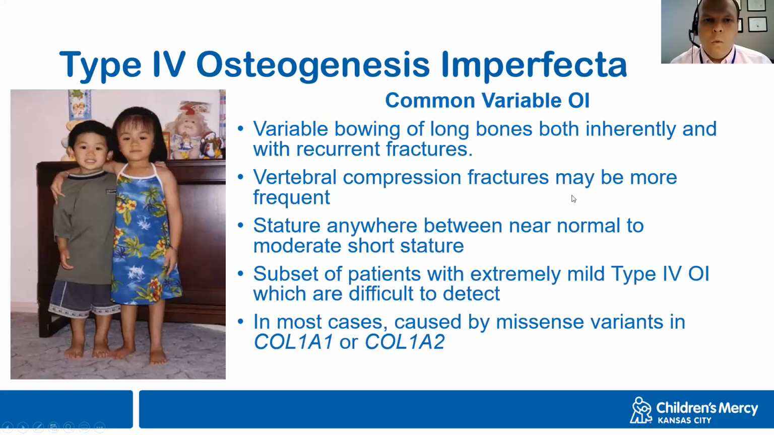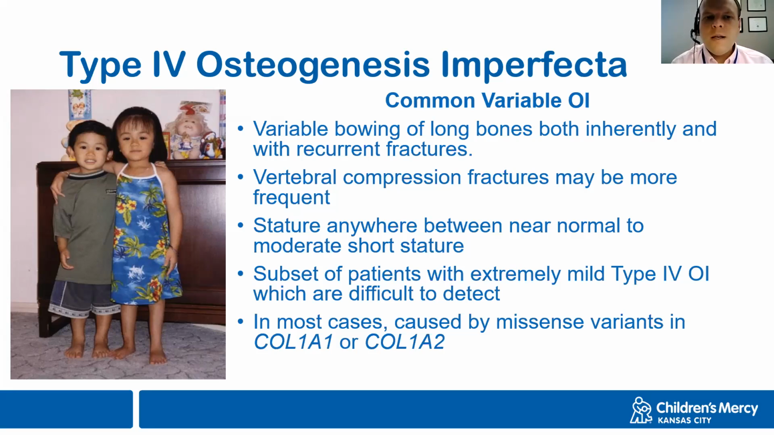Type 4 OI, or what we'll call common variable OI. A lot of times phenotypically these are patients who don't necessarily match a type 1 phenotype, and they don't quite match a type 3 phenotype. Often they will get lumped into there, and so there's a fairly wide swath of severity in patients that we consider to have type 4 OI. Again, I've used the term variable many times, but it's true that you really do get a lot of variability in both the bowing of the long bones, and also recurrent fractures.